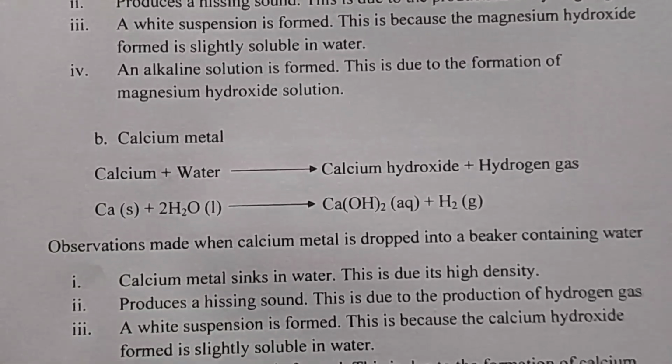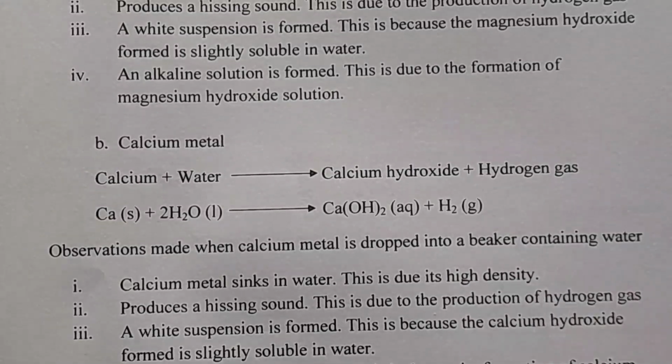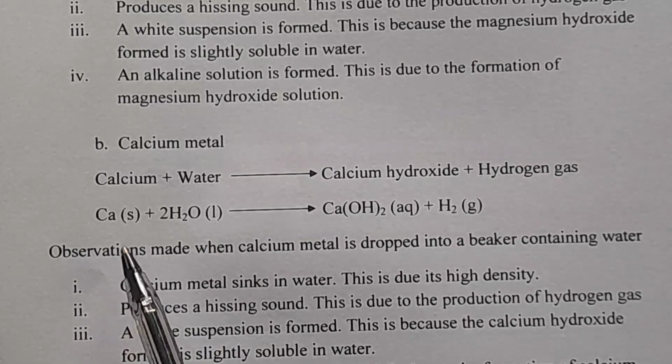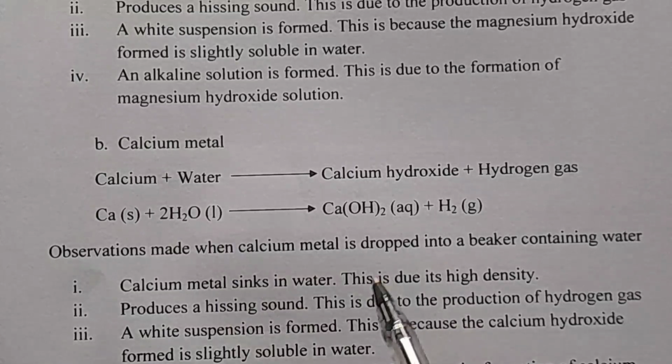Okay, B, that's calcium metal. The reaction is calcium plus water, giving us calcium hydroxide and hydrogen gas. The balanced chemical equation is 1 Ca solid reacting with 2 H2O liquid, giving us 1 Ca(OH)2 solution and hydrogen gas.